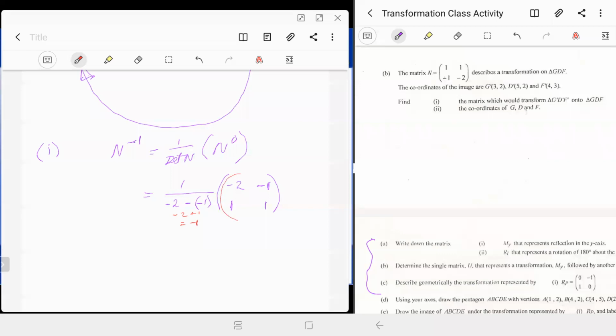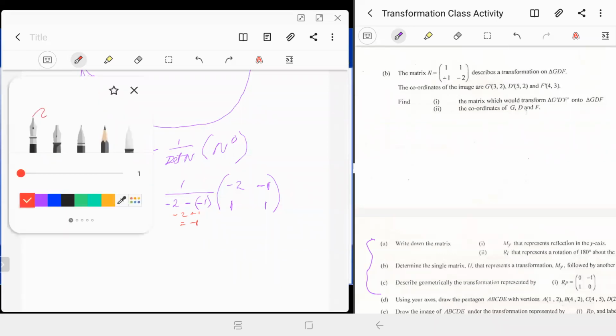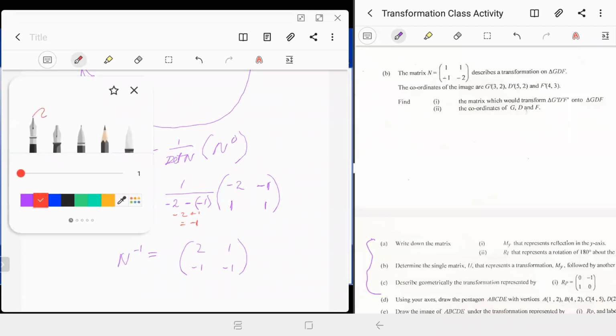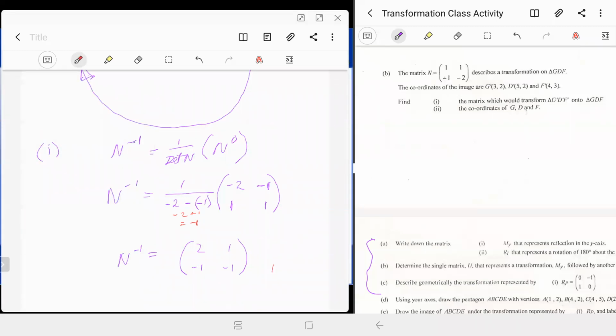So it means that you can basically change all those values. Divide each of those values by -1. So the final n to the -1 matrix that I want is 2, 1, -1, -1. That's the n to the -1 matrix. That's the answer for part 1. This is the matrix that will take you back. Do you understand that? Yes, sir. Beautiful.